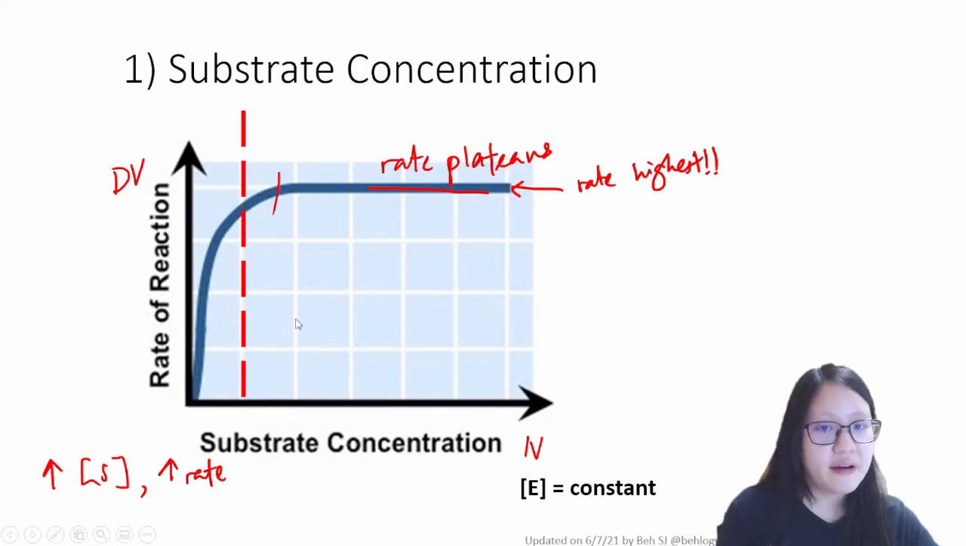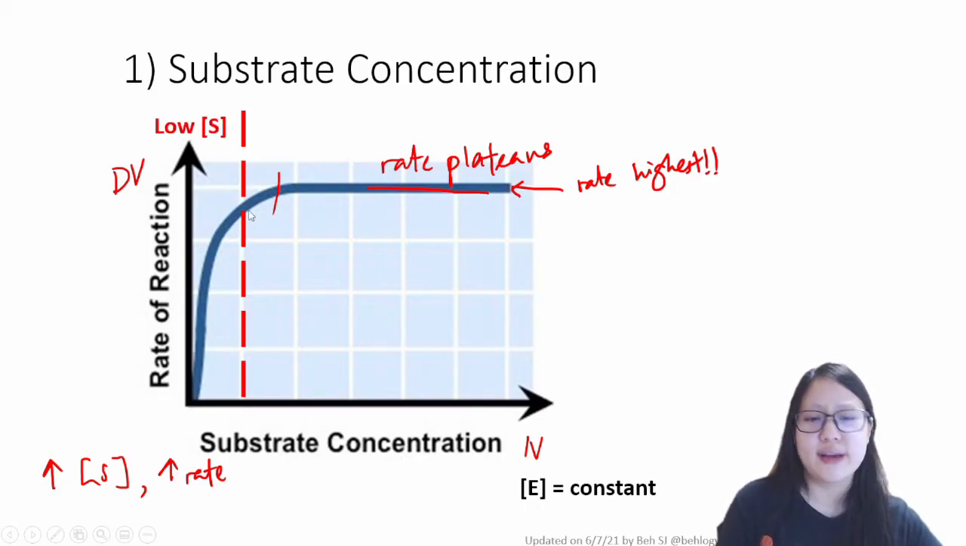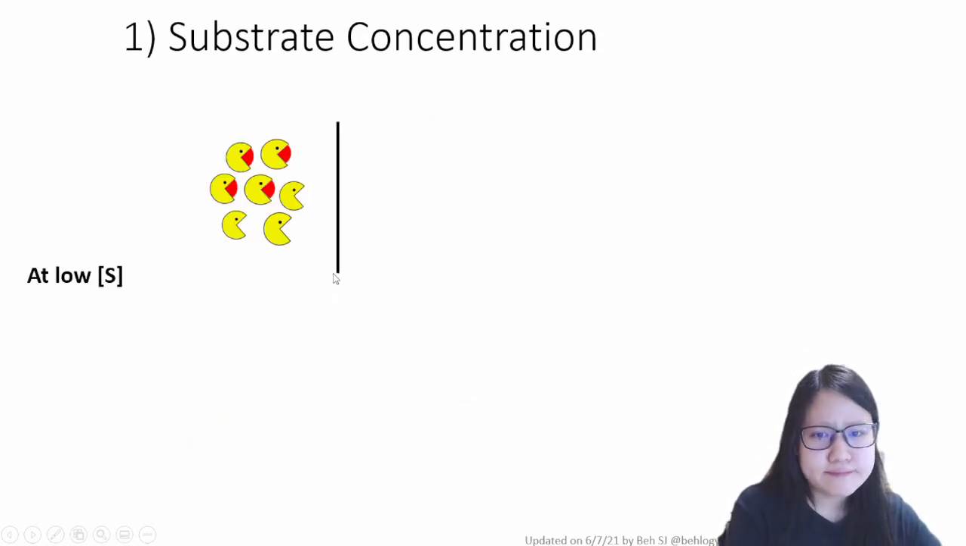All right, so I think to break this down and to explain it, it's best to, like your answers for graphs, split the graph into various sections. So we're going to split the graph somewhere here, vaguely here. We're going to split it into low substrate concentration and high substrate concentration. Let's start with what happens at low substrate concentrations.